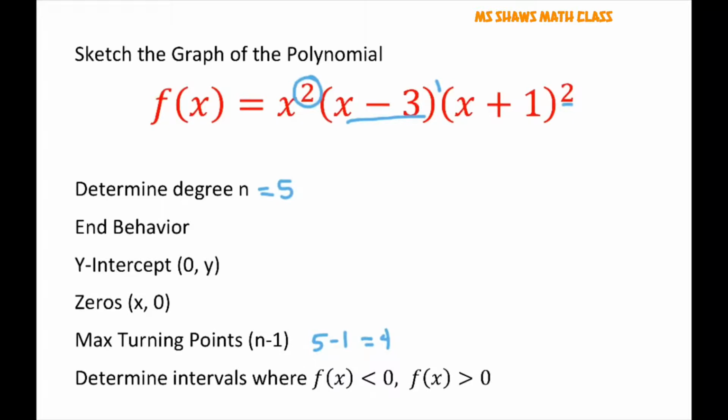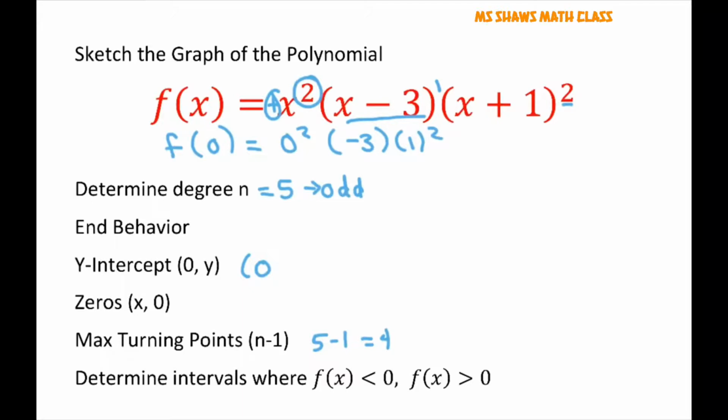We'll talk about end behavior in a minute, except just know that 5 is odd and that it is positive here. So that's what we'll do in a minute. Our y-intercept is when x is 0. So if you plug in 0 here, you get negative 3, 1 squared. This 0 here just knocks all that out, so that's 0.